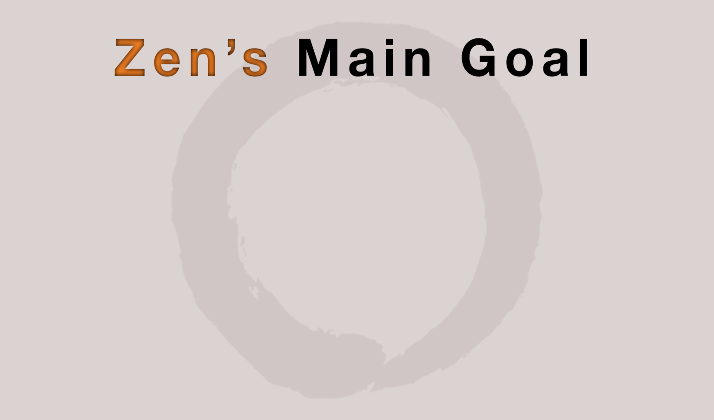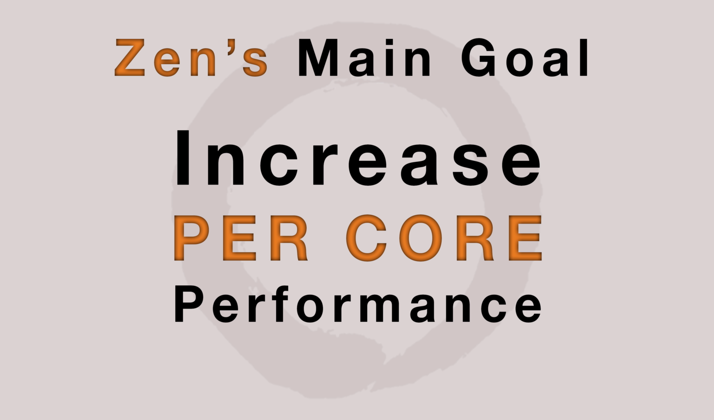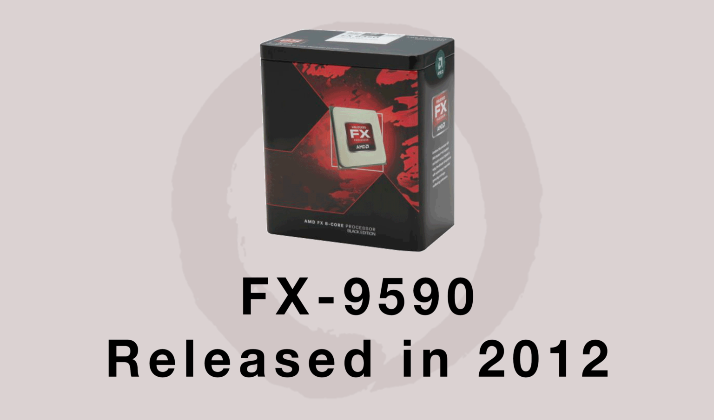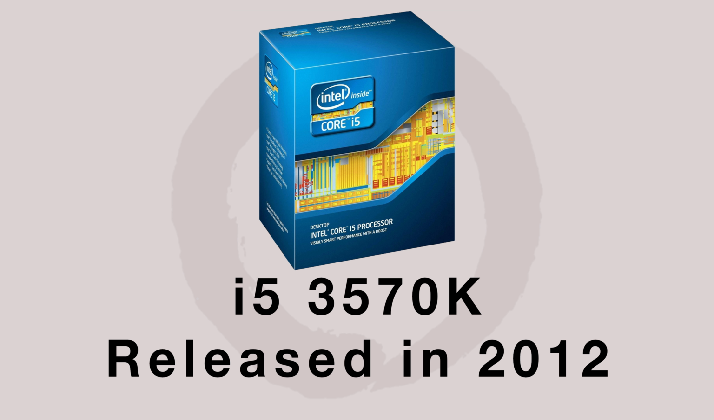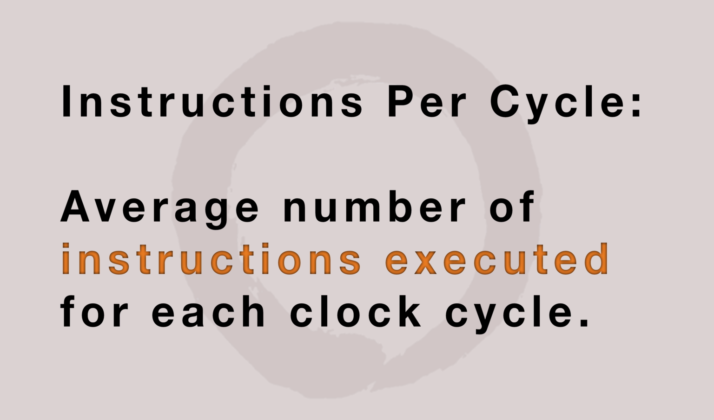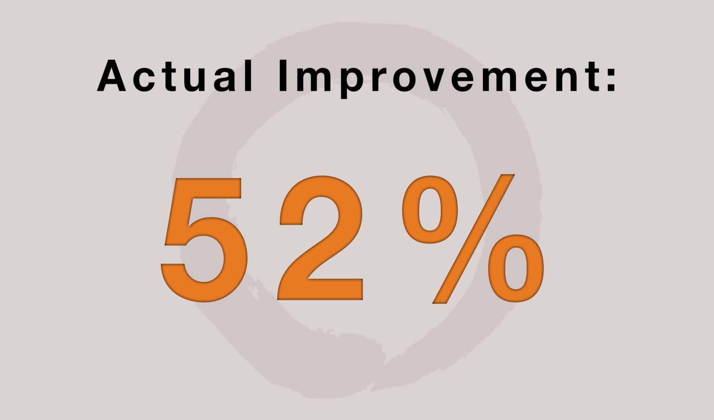AMD's main goal with Zen was to increase per-core performance across the board. While they generally have had high core counts on their chips for years, they have not been the fastest chips on the market. This has allowed Intel to outperform an 8-core chip from AMD with only 4 cores. AMD's target was a 40% improvement in instructions per cycle versus its Excavator predecessor. According to AMD, the actual IPC improvement was 52%.